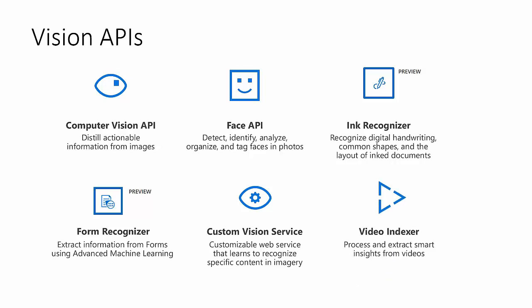And finally, in the Vision APIs part, you have the Video Indexer. It allows you to get information out of videos. Just as Computer Vision and Custom Vision can extract information out of images, similarly the Video Indexer can extract insights from your videos.